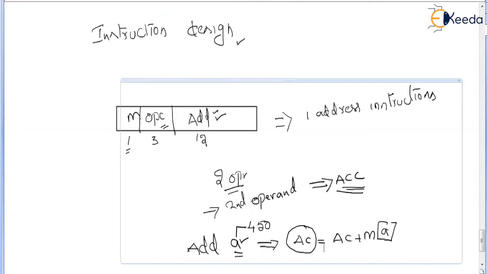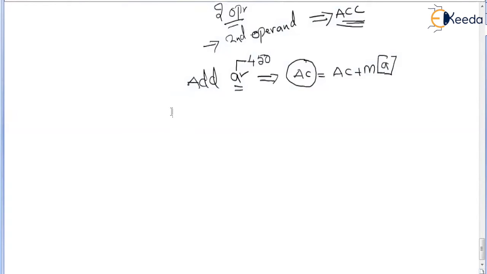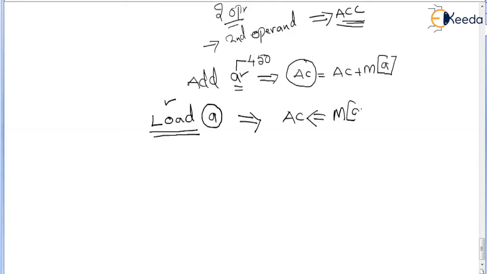Okay, let us go for another instruction such as load a. Load a, meaning what is load a? I told you in one of my previous slides that when we execute load, the contents of this memory location will get transferred to the accumulator. That is, load a stands for accumulator will get a value from memory of a. Memory of a will get transferred to the accumulator.